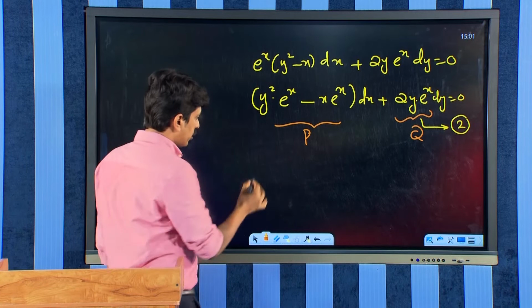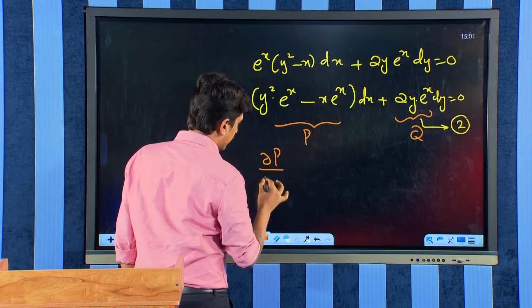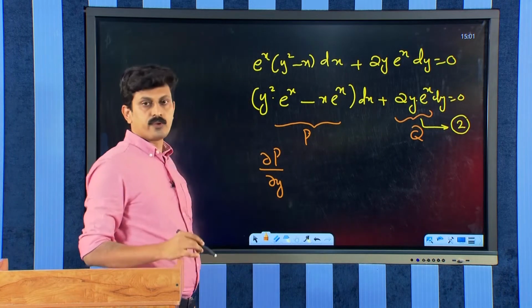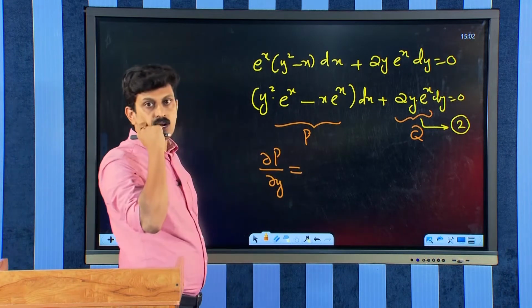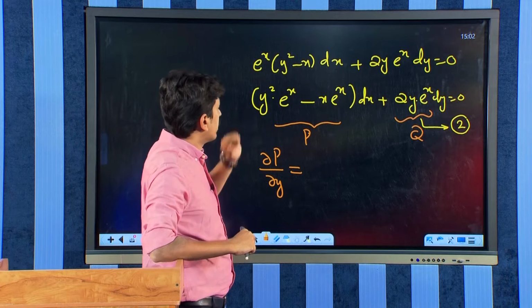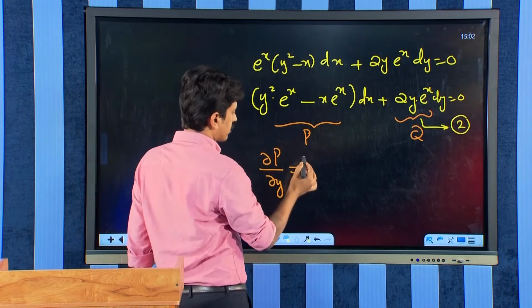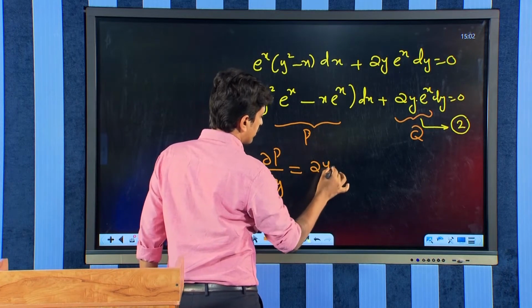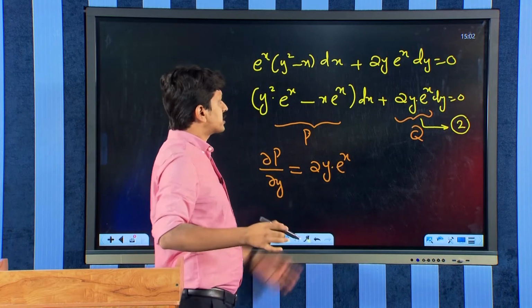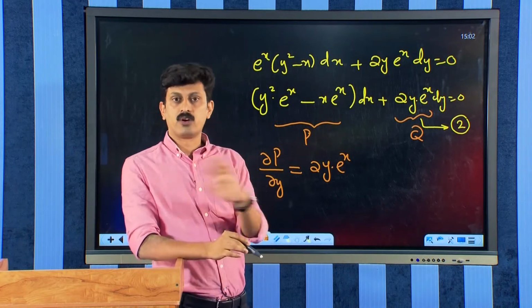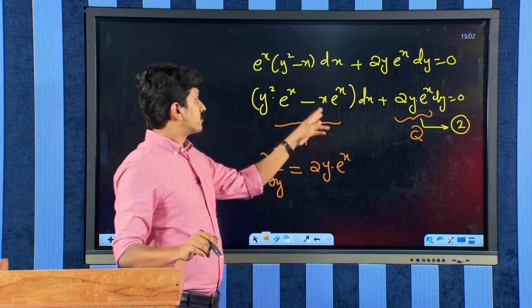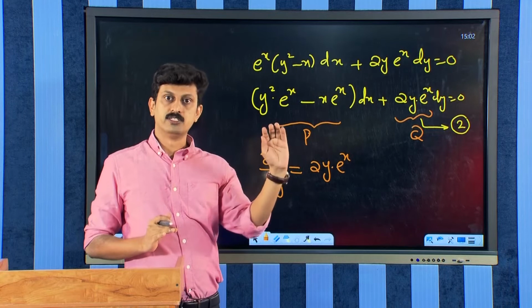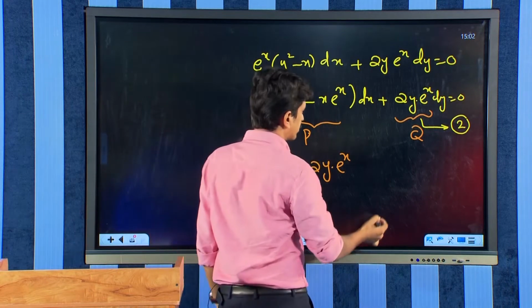We have to find dou P divided by dou y, the derivative of P with respect to y. That is equal to 2y e raised to x, since y square differentiates to 2y. The term x e raised to x contains only x, and because we are differentiating partially with respect to y, we treat it as a constant, so that will be 0.